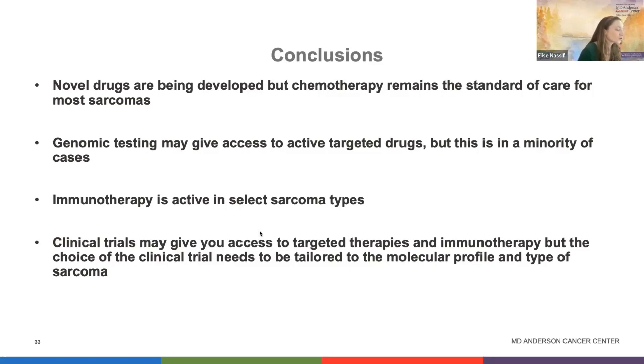Targeted drugs are currently available for a vast minority of patients, but there are a lot of novel drugs being developed in that space. Immunotherapy is active in select sarcoma types. There are new combinations being developed, and clinical trials and targeted clinical trials will give you access to those targeted therapies and those new immunotherapies. But you do want to discuss the choice of the clinical trial and the molecular profile with your oncologist.